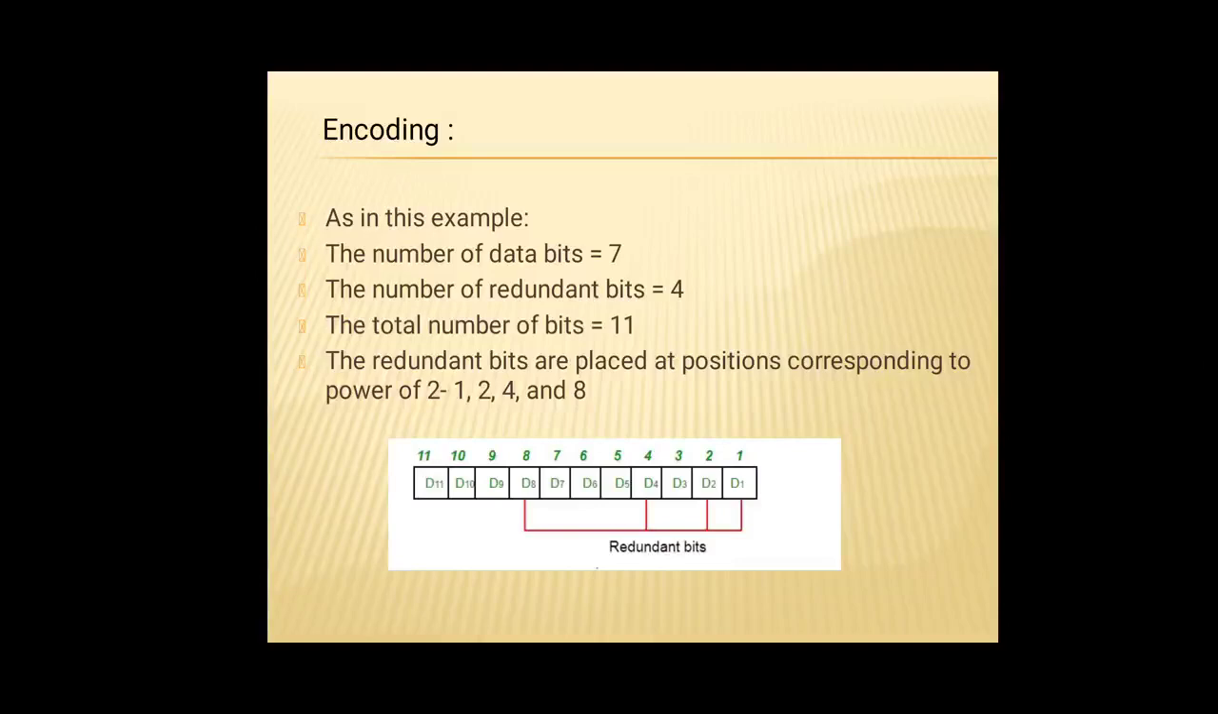For encoding, let us take an example. Suppose the number of data bits is 7 and the number of redundant bits is 4. Therefore, the total number of bits will be 11. Those 4 redundant bits are positioned corresponding to the powers of 2, that is 1, 2, 4 and 8, as shown in the figure, that is D1, D2, D4 and D8.